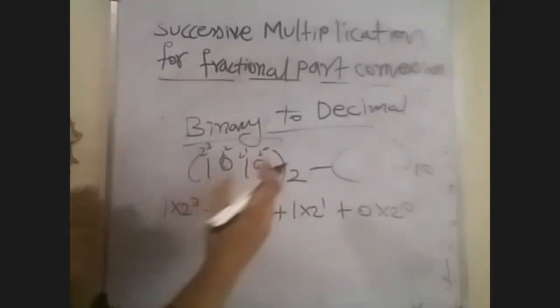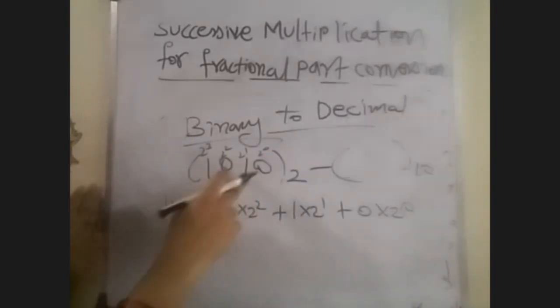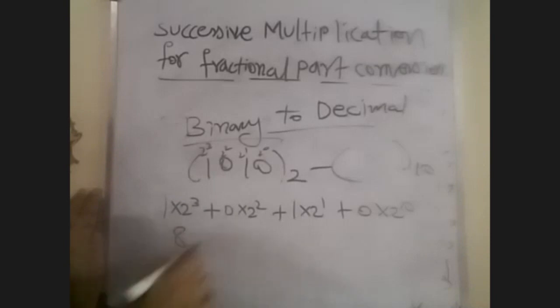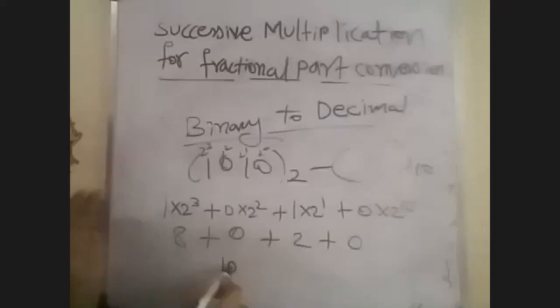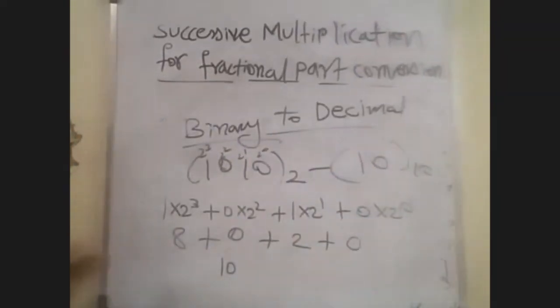You will start from right to left. So 2 power 0, 2 power 1, 2 power 2, 2 power 3. So 2 power 3 is nothing but 8. 8 into 1, 8. Plus 0 into 2 power 2, that is 0. Plus 2, plus 0. What is the value now? 10. So 10 is the answer.